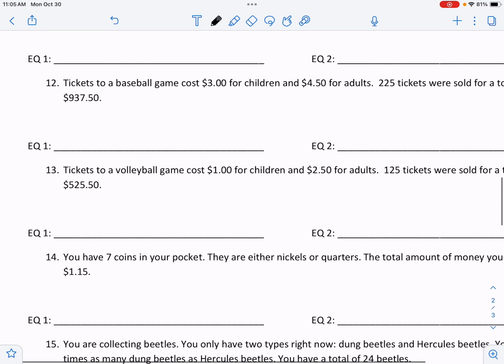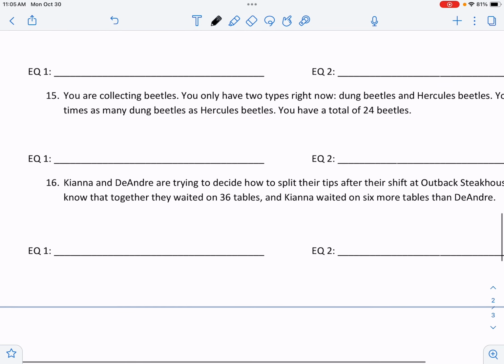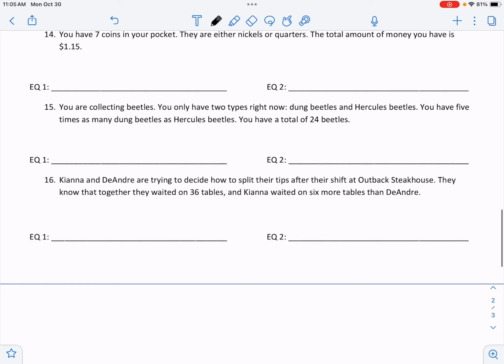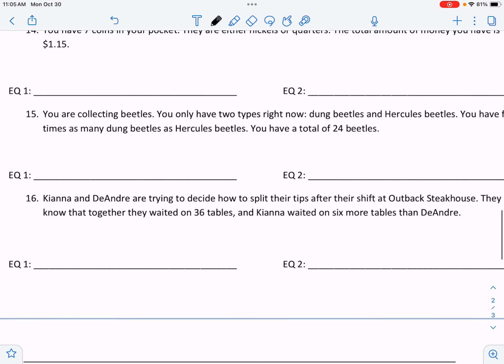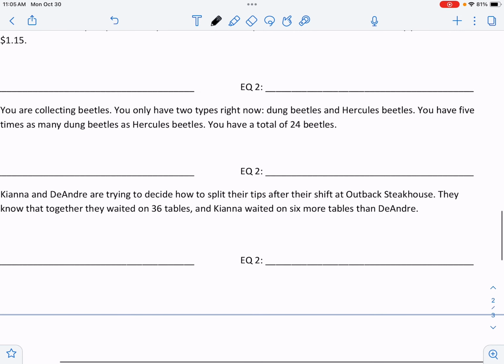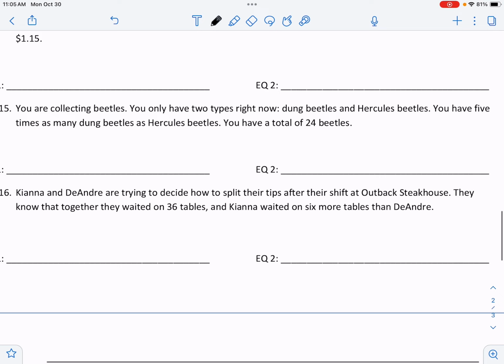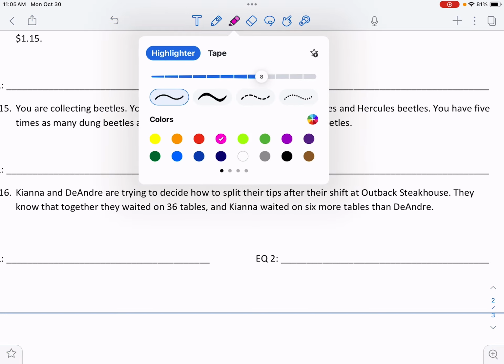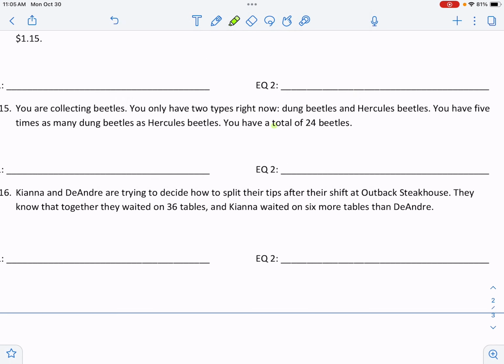Okay, and then I'll save the next page for you, but I'll do 15 and 16 for you. So 15, you are collecting beetles. You have two types, dung beetles and Hercules beetles. You have 5 times as many dung beetles as Hercules beetles. You have a total of 24 beetles. So let's start with that total. I feel like totals are always the easiest.